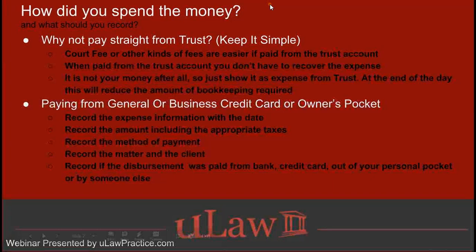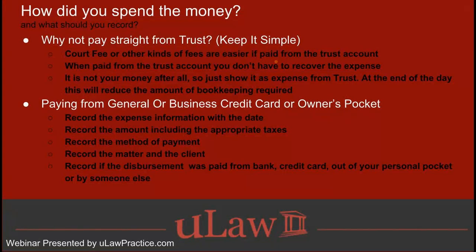All right. So how did you spend that money? We spoke about that. There are two different opportunities: one is paying straight from trust, and the other is paying from general. This is a slide that we would like to give you as an example of types of expenses where typically the money is really not yours to keep, and these are great examples where you could pay for these disbursements right off the trust.